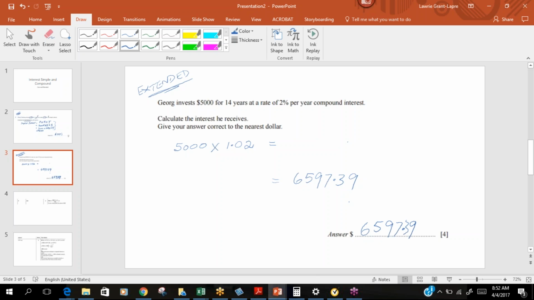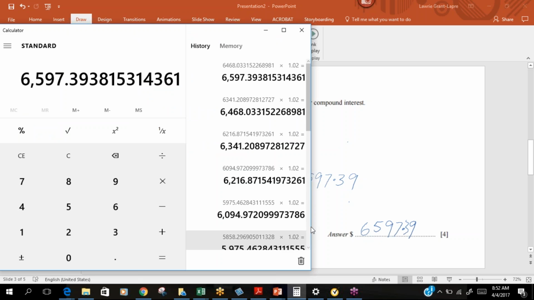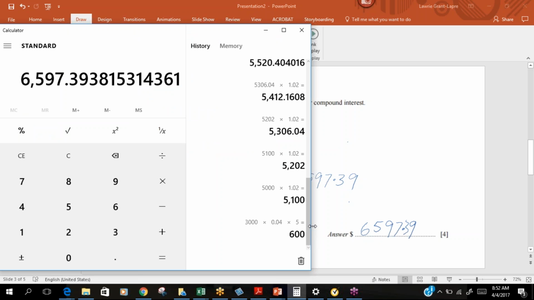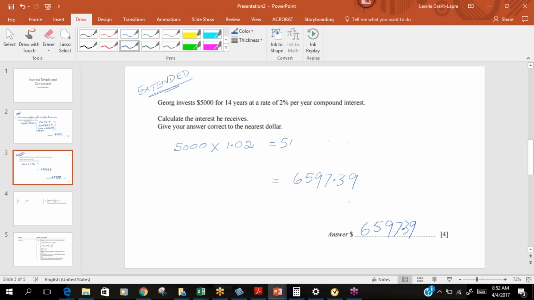Just to show you, if I scroll back, we did times 1.02, we got 5,100, then 5,100 times 1.02, and that gave us 5202. And then the answer times 1.02, etc., etc., until we've got after 1 year, after 2 years, dot, dot, dot, after 14 years.